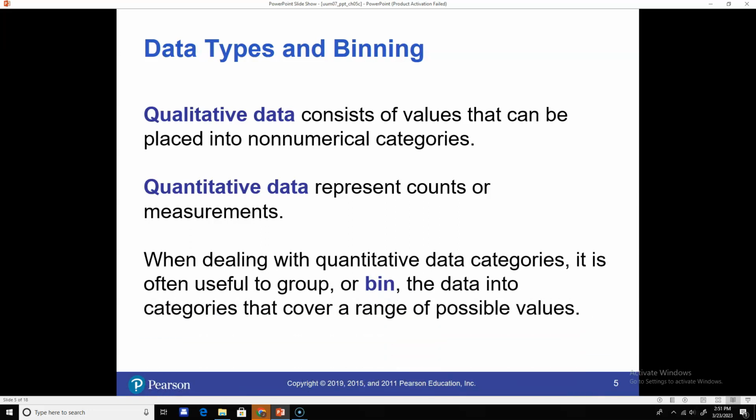Okay, so grouping them or binning them or creating intervals is the way you do that with quantitative data. So you're kind of artificially creating your own categories, which arise more naturally in qualitative data.